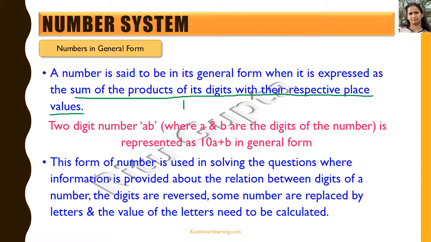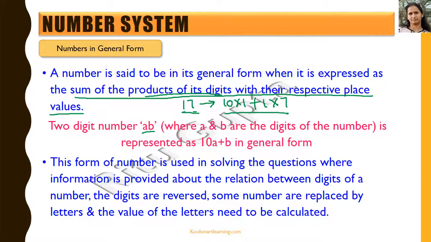Say for example, we take the number 17, and we find the product of its digits, which are 1 and 7 in this case, with their place values. 10, which is the place value of 1, is multiplied by 1, and 7, whose place value is 1, is multiplied with 7. If these two are added, we are taking the sum of the products of its digits. So instead of writing 17, if we write it as 10 into 1 plus 1 into 7, that is the number written in its general form.